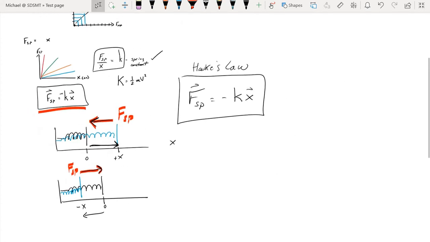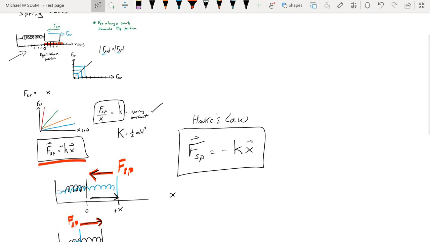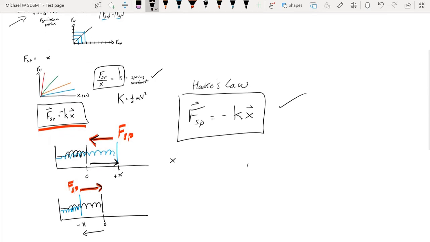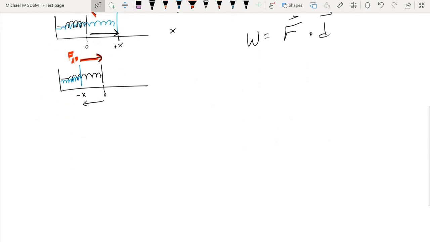And now that we can see what the spring force is, our next goal is to figure out how much work is involved as that spring is displacing, because we have a spring force, and we know that by definition, work done by a force is the dot product of that force and the displacement vector.